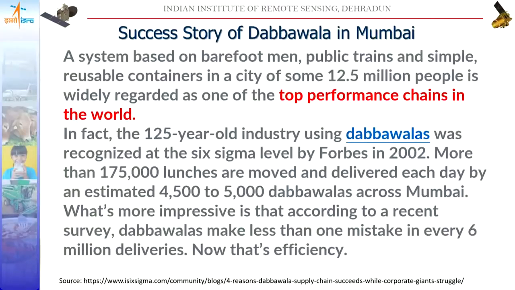Now here there was one success story of Anand, the Amul company, but here I would like to give you a success story of the Dabbawalas in Mumbai. In fact, there is no technology used, and I would like to spell out this particular system based on barefoot men, public trains and simple reusable containers in a city of some 12.5 million people, which is widely regarded as one of the top performing systems in the world. In fact, the 125-year-old industry using Dabbawalas was recognized at the 6 Sigma level by Forbes in 2002.